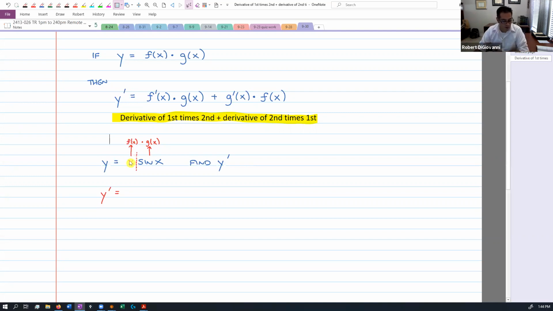So I'm going to do the derivative of the first one. Well, that I can do, right? The derivative of x, I'm happy with. That's what? One.